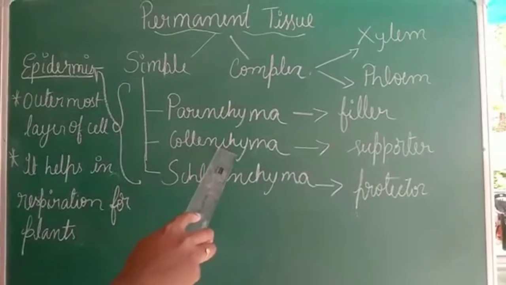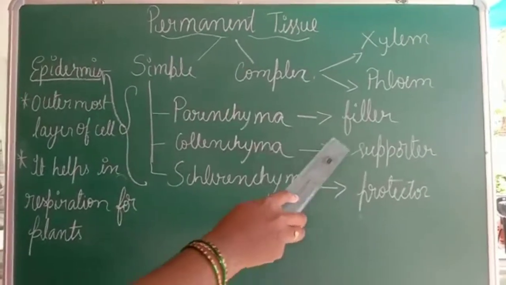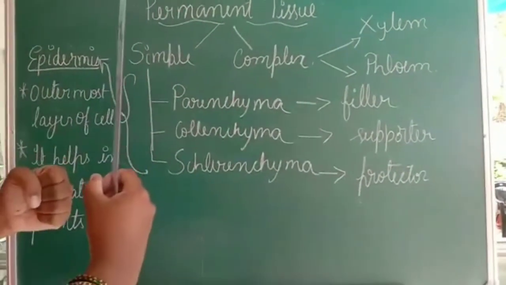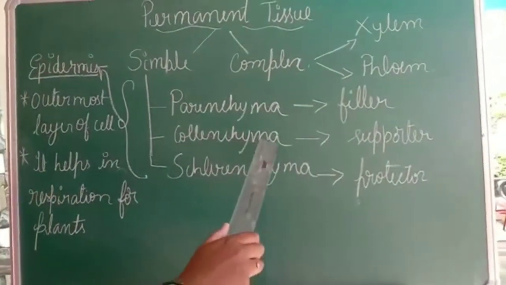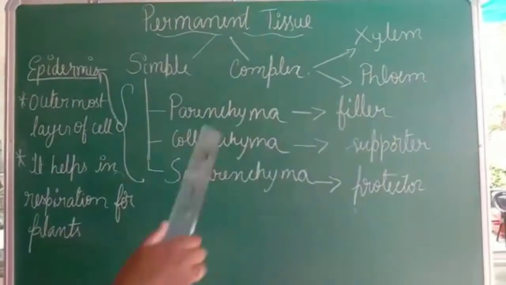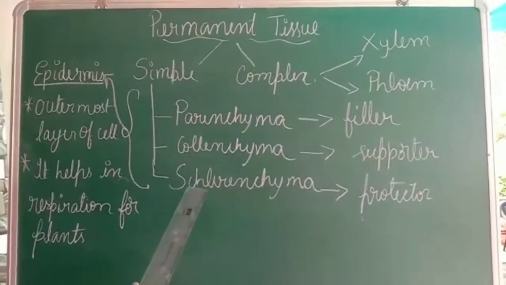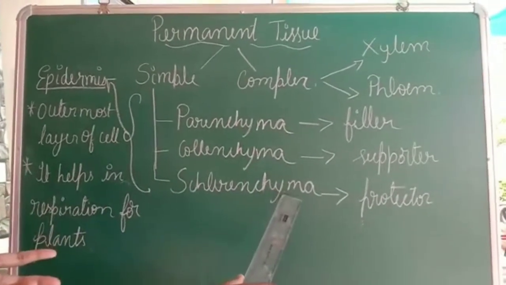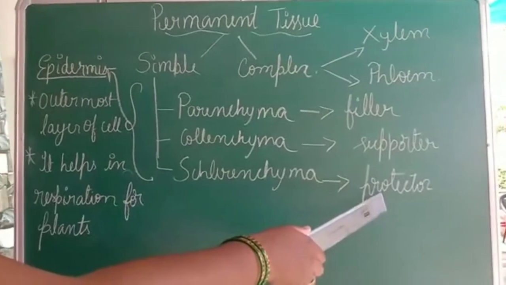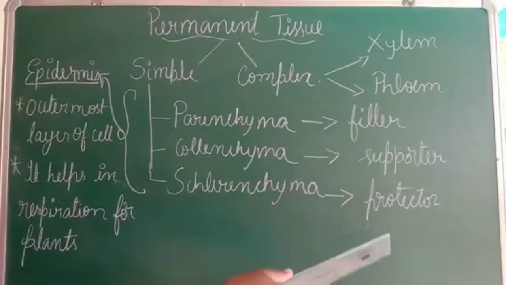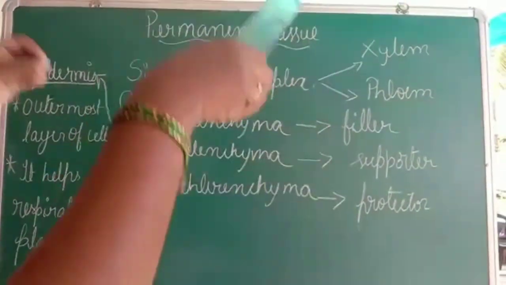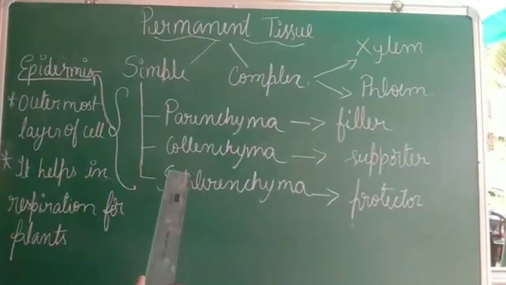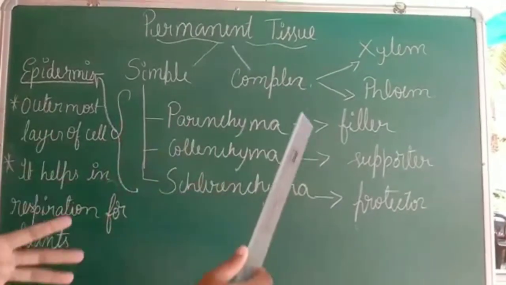Next, the second one is collenchyma. Collenchyma acts as a supporter of the plant; it supports the plant to stand on the soil. The third one is sclerenchyma, with a capital S, and it acts as a protector of the plant. All three have different functions: parenchyma fills the nutrients, collenchyma supports the plant, and sclerenchyma protects the plant.